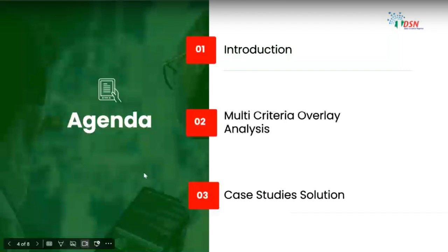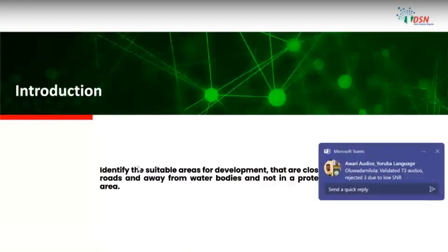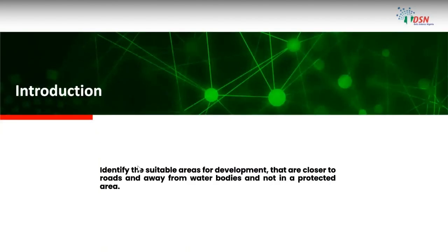So basically, what is multi-criteria value analysis and how is it applicable to solving geospatial problems? Right. This particular session is for us to identify suitable areas for development that are closer to roads, away from water bodies, and not in a protected area. So there are three different criteria here, right? How can we implement this using GIS tools?